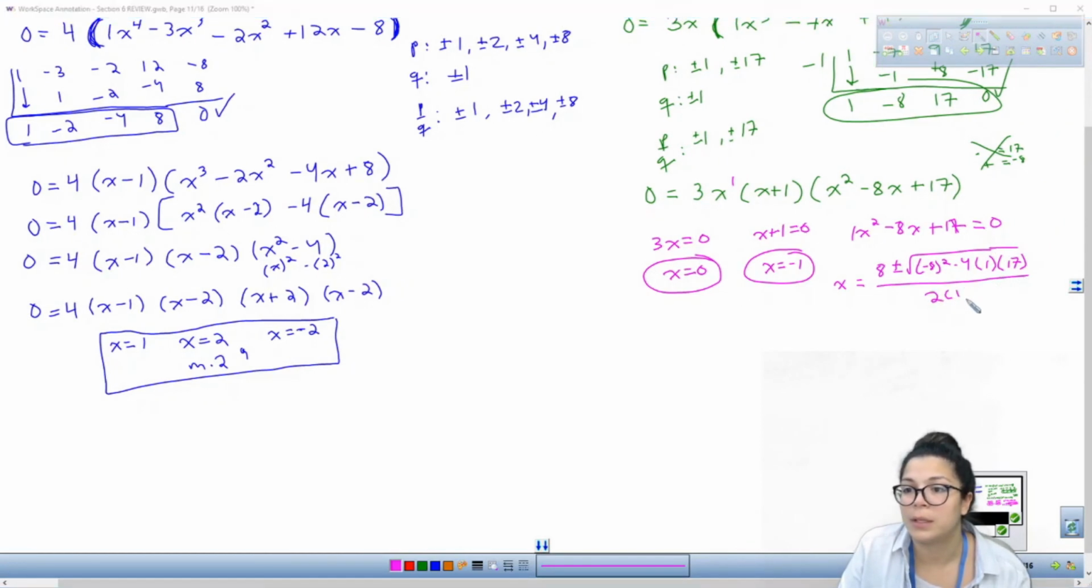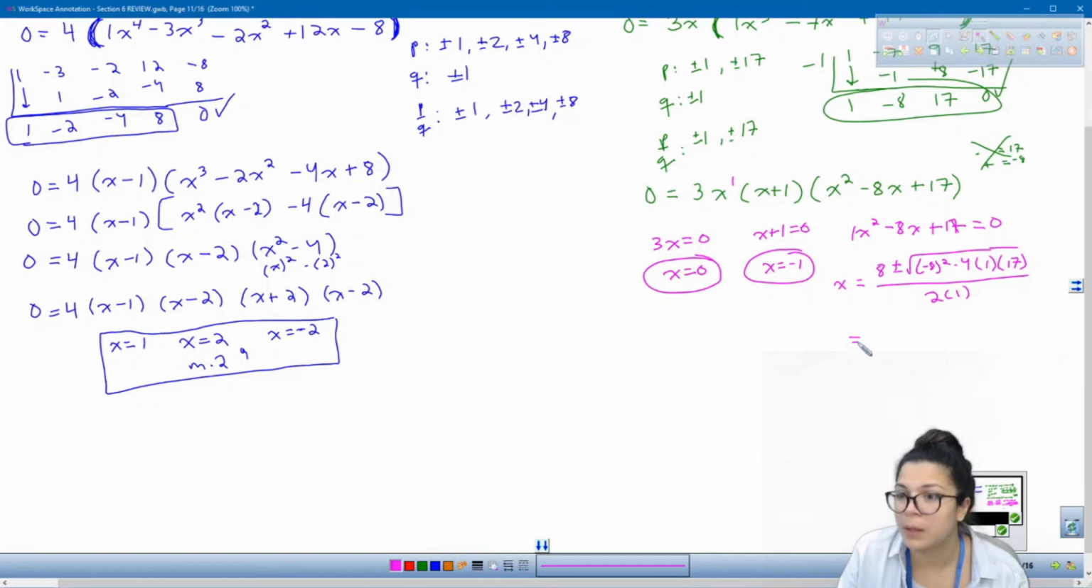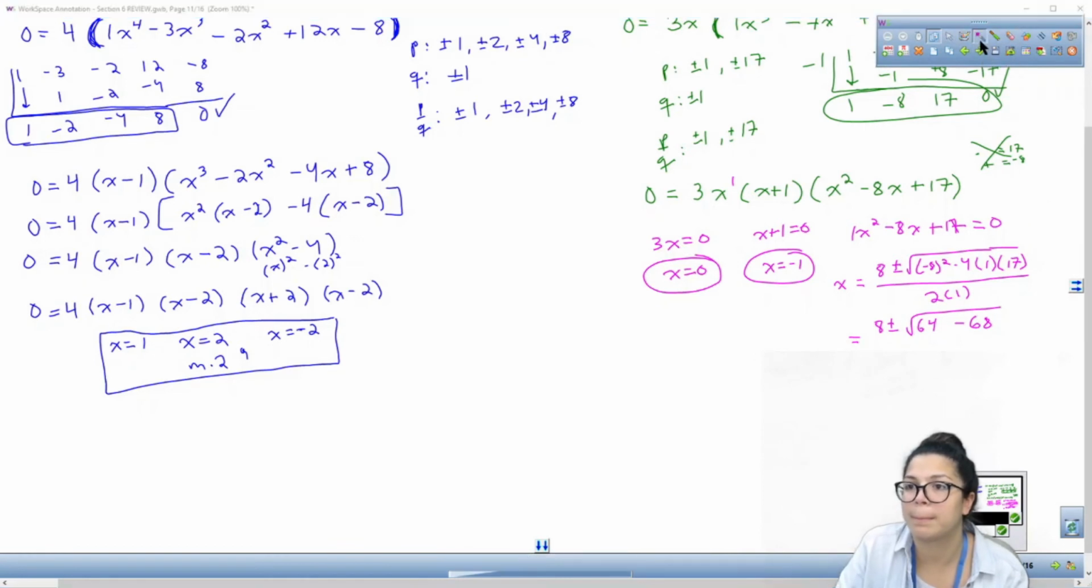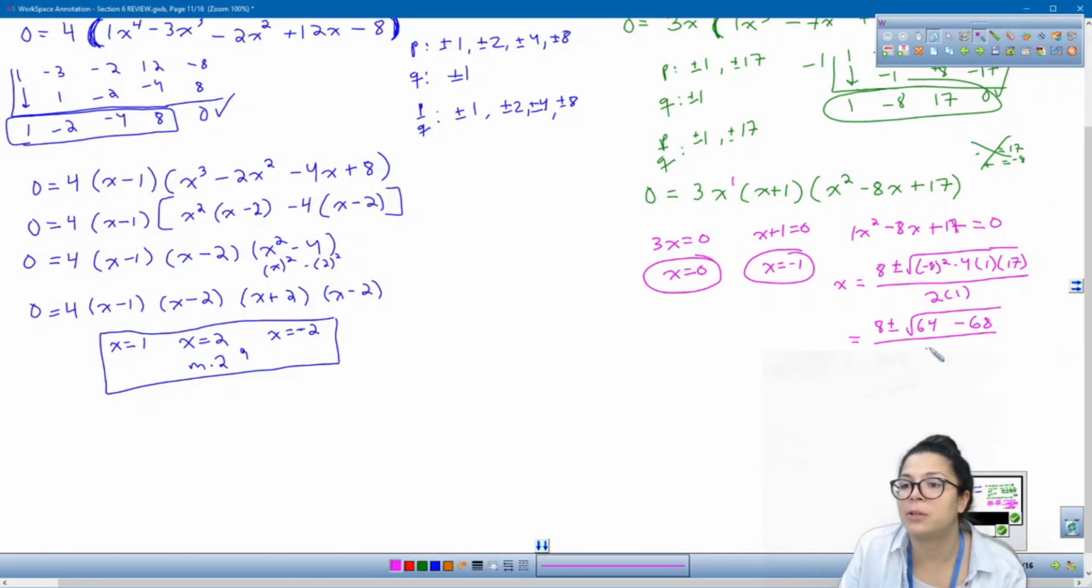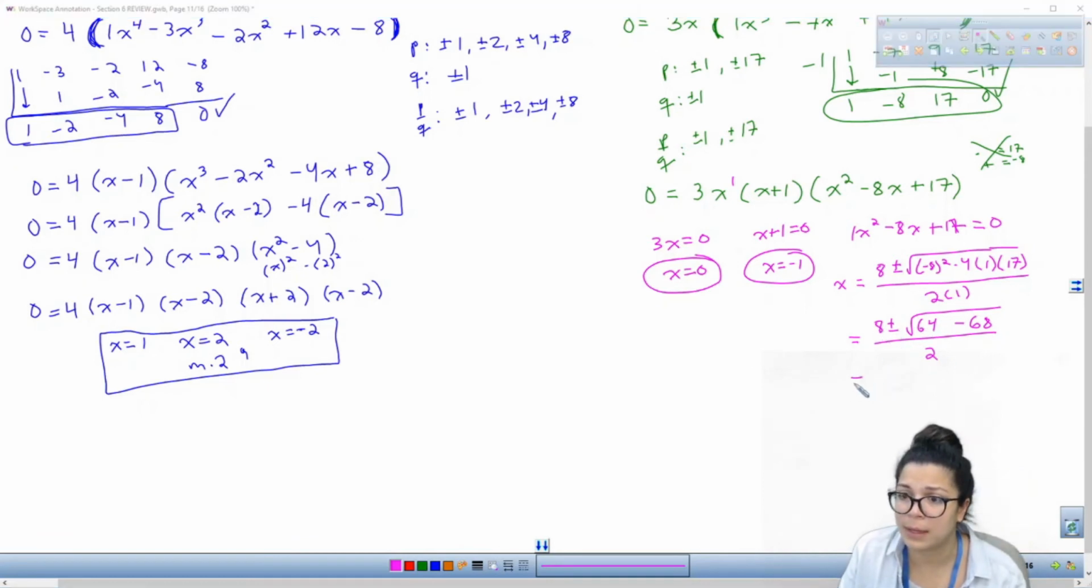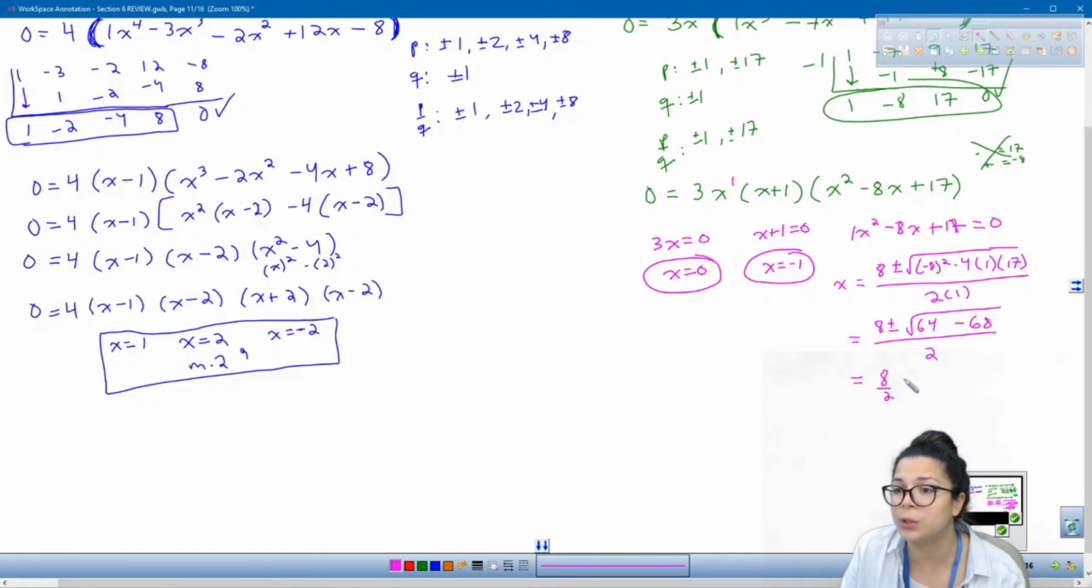2 times 1. So if we simplify by terms, we have 8 plus or minus the square root of negative 8 squared. Negative 8 times negative 8 is positive 64. Minus 4 times 1 times 17 is negative 4 times 17, which is negative 68. And in the denominator, 2 times 1 is 2. Now, what is 64 minus 68? It's negative 4. So we have 8 over 2 plus or minus the square root of negative 4 over 2.